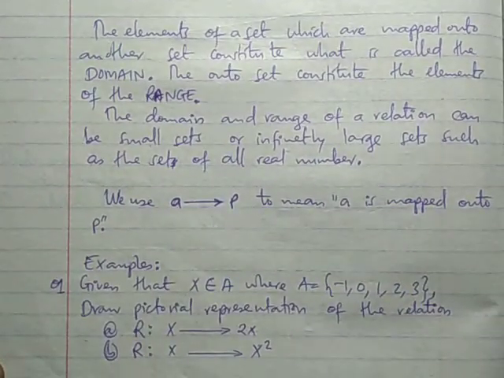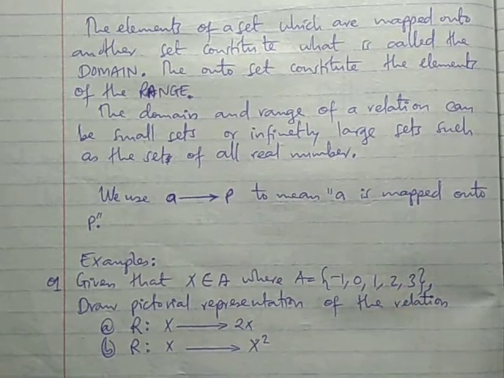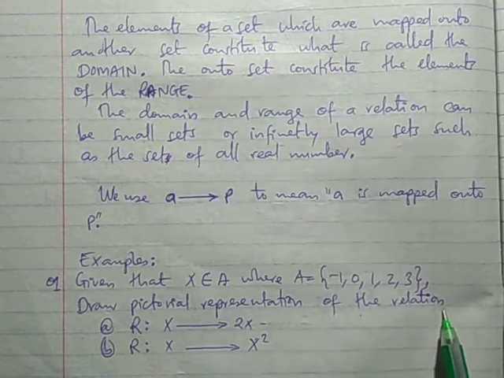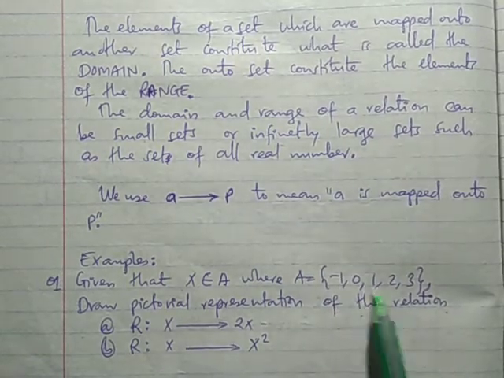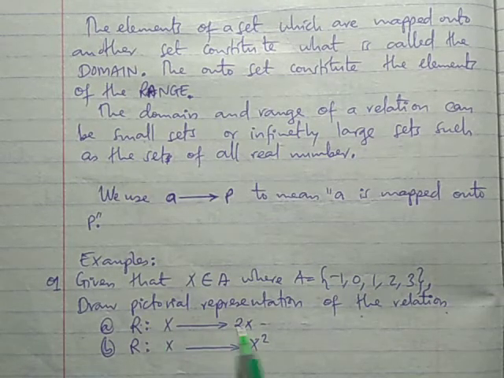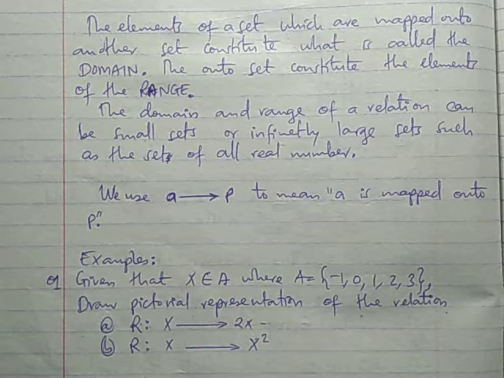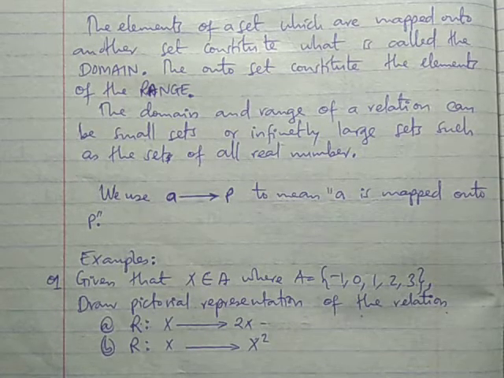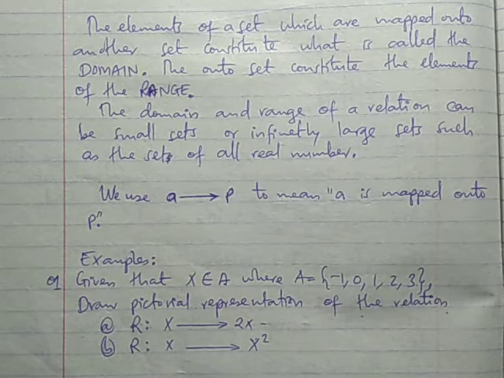Given that x ni member wa hii set A, draw the pictorial representation of the relation. Tumepewa set A ni -1, 0, 1, 2 na 3. Relation R whereby x itaenda kwenye 2x. Relation R whereby x itaenda kwenye x square. So from this question tutaanza na relation moja.